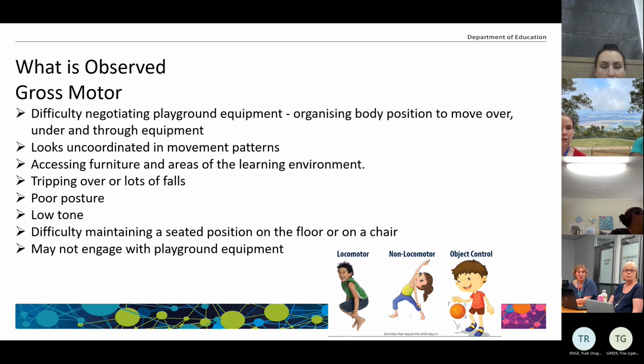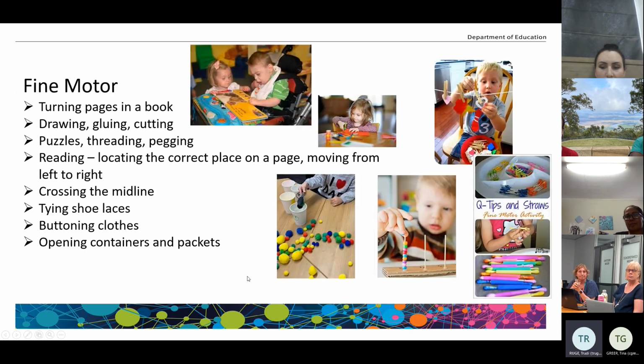Accessing furniture and areas of the learning environment. So actually sitting down at a desk and positioning themselves at a table, or finding themselves to transition onto a floor or get themselves back up again. So, looking at that accessing of furniture. They might trip over a lot or have lots of falls. They have poor posture, low tone and difficulty managing a seated position on the floor or on a chair. They may not engage with playground equipment because of their lack of confidence in doing those movement patterns.